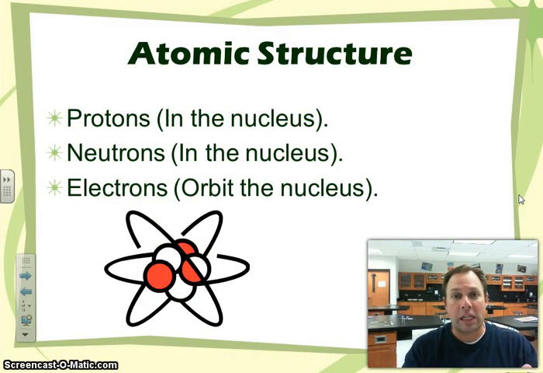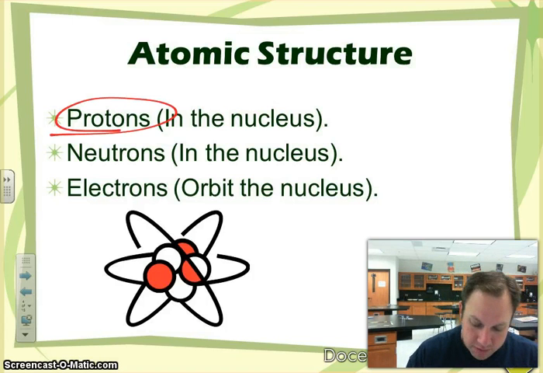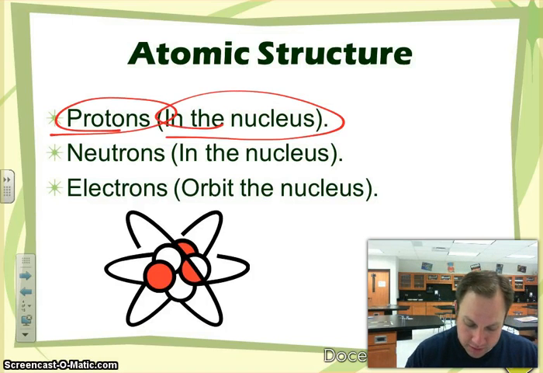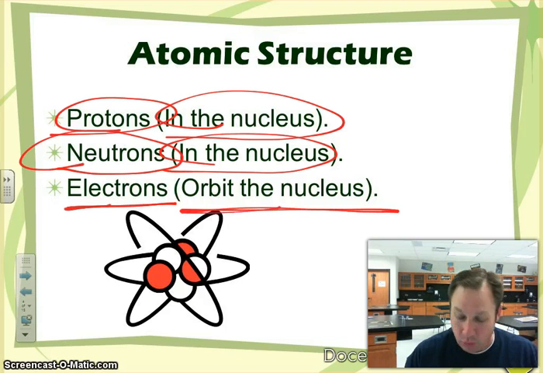Okay, so let's take a look at the structure of an atom. As we said, atoms are made up of subatomic particles called protons, which are found in the nucleus, neutrons, which are also found in the nucleus, and then electrons, which go around or orbit the nucleus.